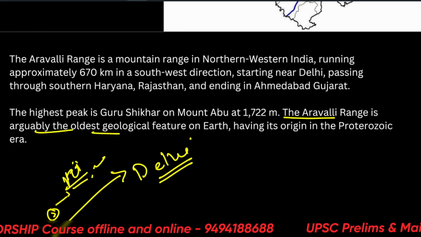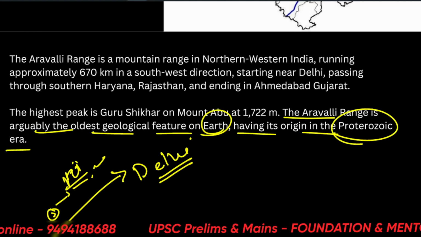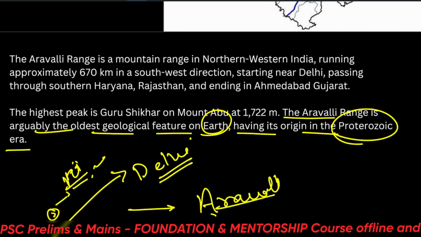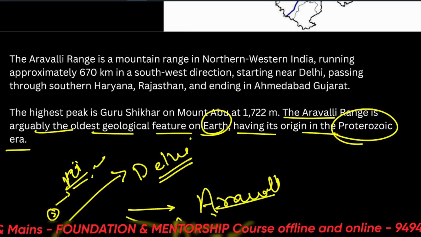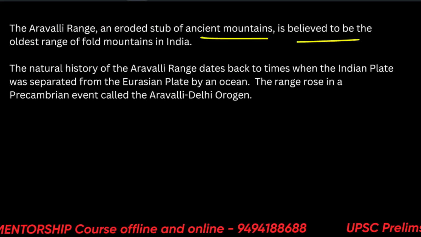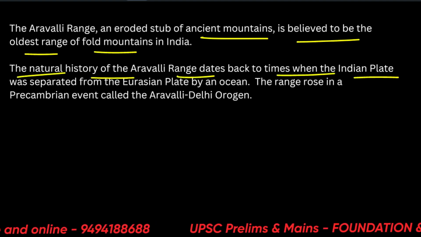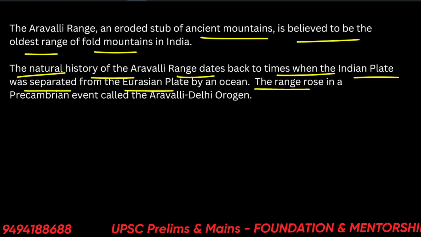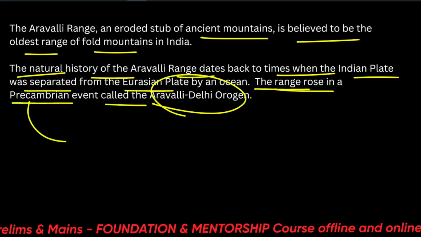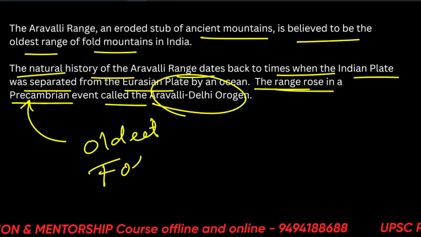The Aravalli Range is arguably the oldest geological feature on the whole Earth, having its origin in the Proterozoic era. So this is the oldest mountain range of the world. And at the same time, the Appalachian mountain ranges were also formed. Okay, they are both of the Precambrian period. So Aravalli is an eroded stub of ancient mountains. It is believed to be the oldest range of fold mountains in India. The natural history of the Aravalli Range dates back to times when the Indian plate was separated from the Eurasian plate. The range rose in a Precambrian event called the Aravalli-Delhi orogeny. So Precambrian event, okay, just remember this, it's the oldest, and their nature is fold mountain.